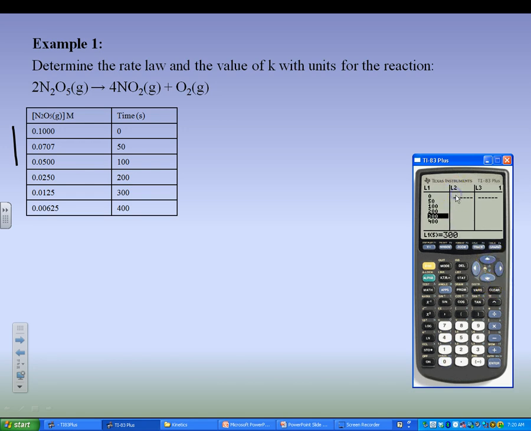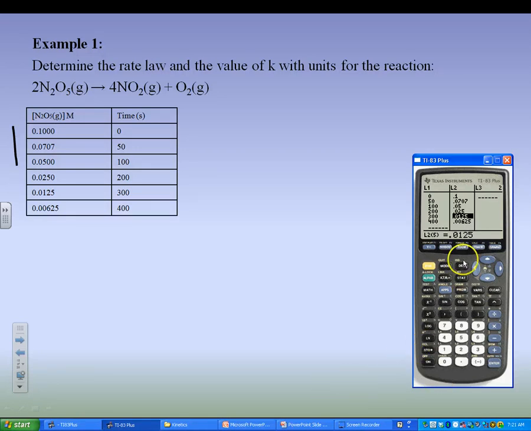Into my second list, I'm going to put concentration. So I'll look at my table and put in my concentrations, 0.011, and then 0.07, there we go, 0.0500, 0.025, 0.0125. I know there's zeros at the end, but it chops them off, it doesn't matter. Okay, so now I got my L2.